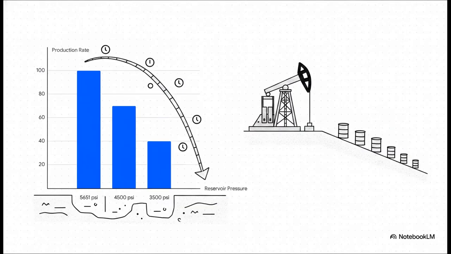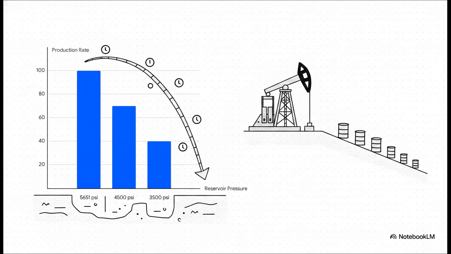So here is how this builds into predicting the future. Using a specific calculation from our source, example 2.9, engineers create pseudo-steady-state IPR snapshots. Imagine taking a snapshot of the well's capability when the reservoir pressure is a really robust 5651 psi. Production is high, everything is great.